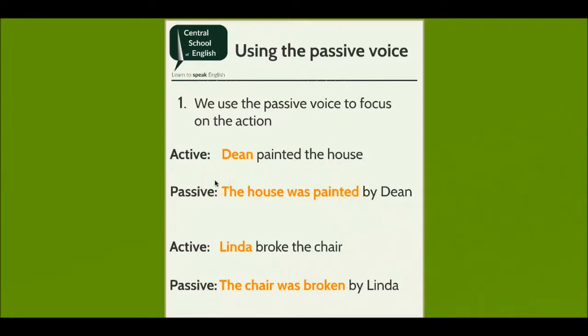The two sentences have the same meaning, but in the passive voice sentence, the focus is on the house, not on Dean. In the passive voice sentence, the house is the focus of the sentence.